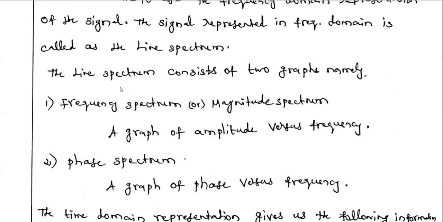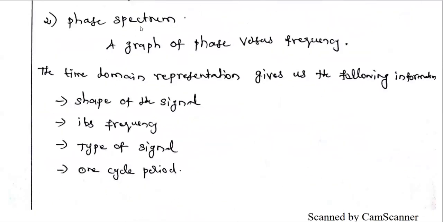We may draw these two graphs using either Fourier series or Fourier transform. In the Fourier transform problems, for different signals, we obtain the line spectrum graph.